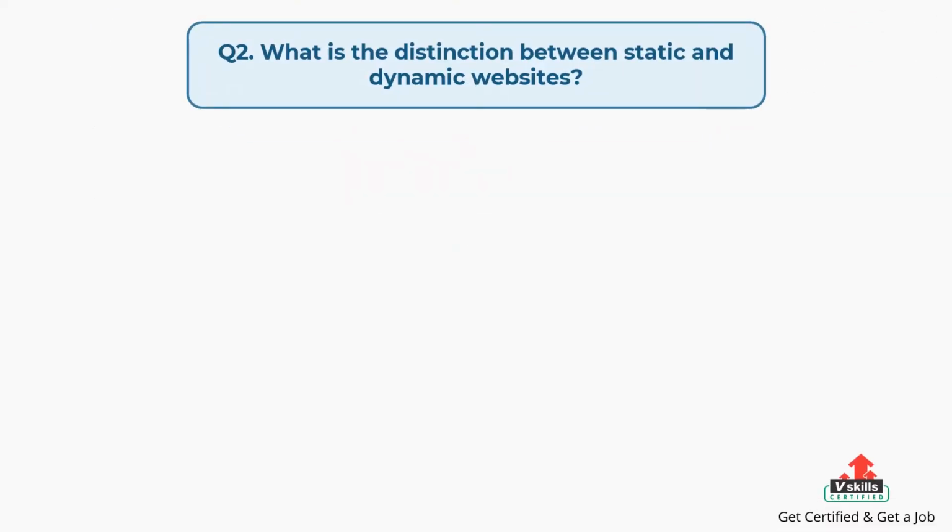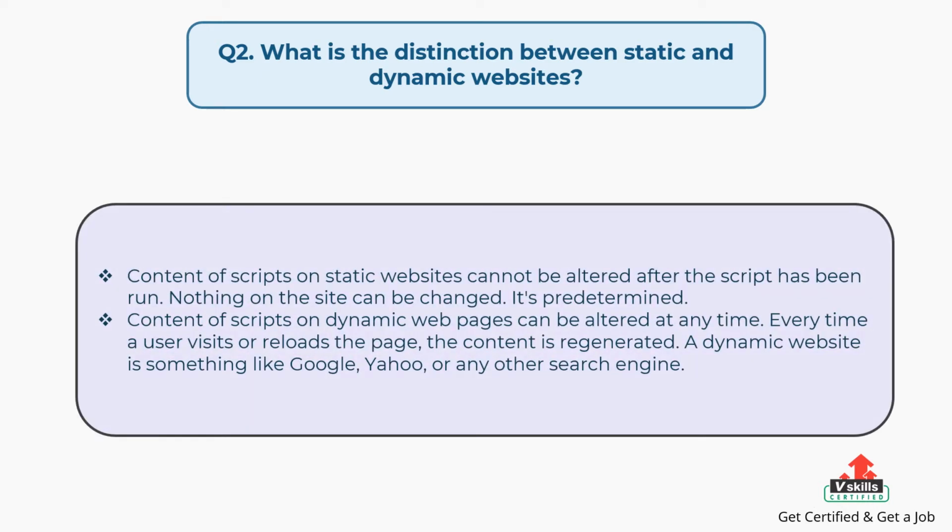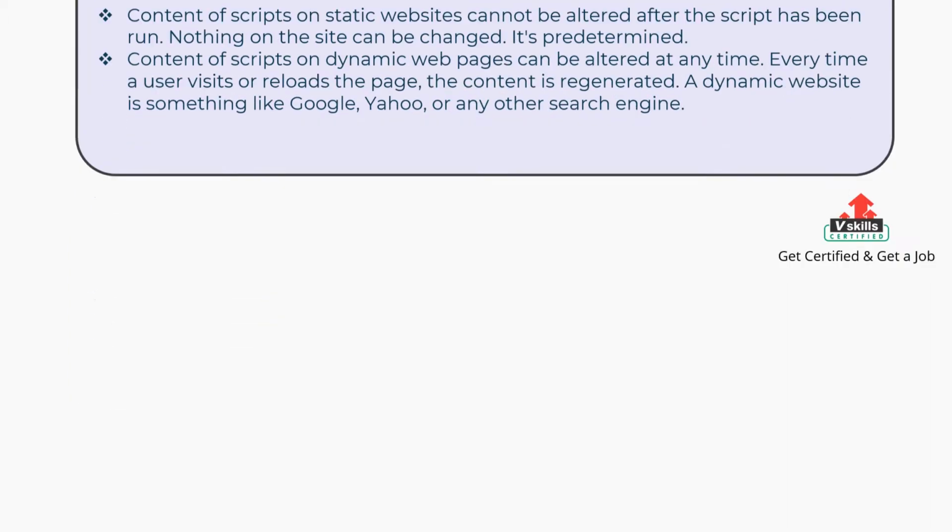Question number 2. What is the distinction between static and dynamic websites? The answer is: content of scripts on static websites cannot be altered after the script has been run. Nothing on the site can be changed. It's predetermined. Whereas, content of scripts on dynamic web pages can be altered at any time. Every time a user visits or reloads the page, the content is regenerated. A dynamic website is something like Google, Yahoo, or any other search engine.